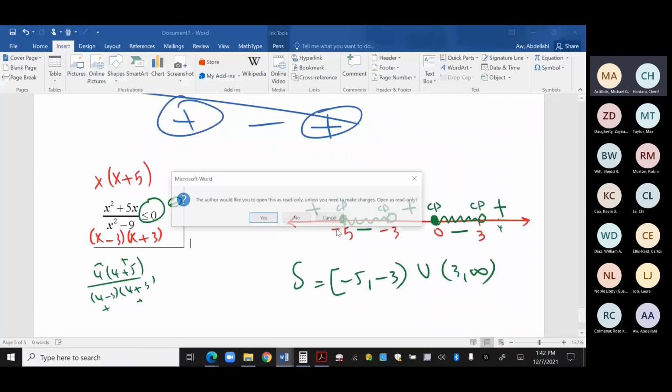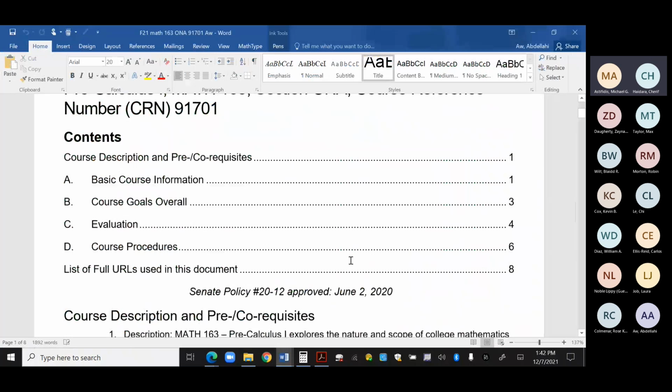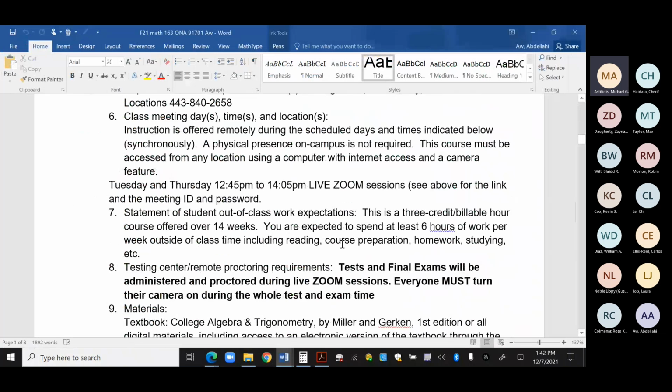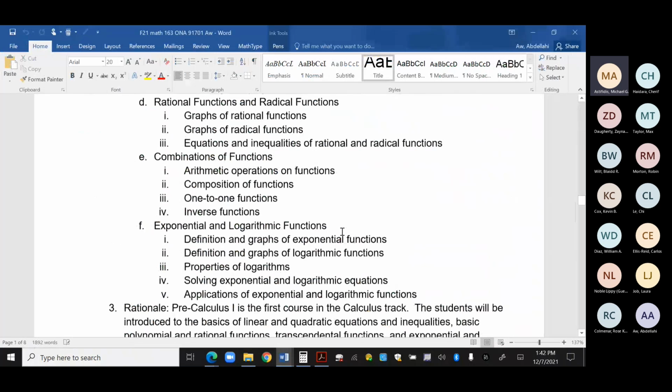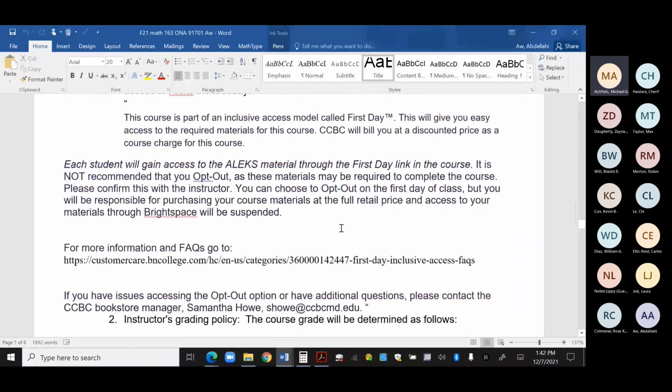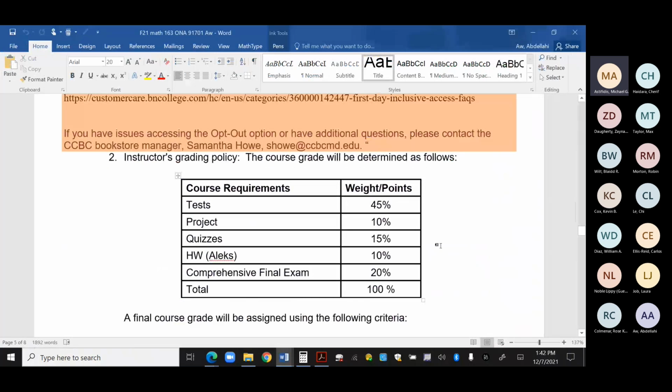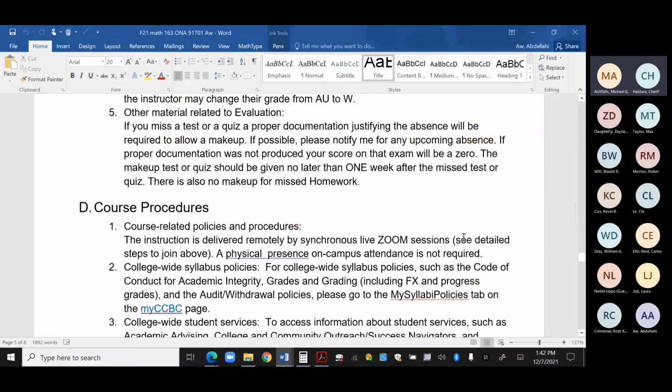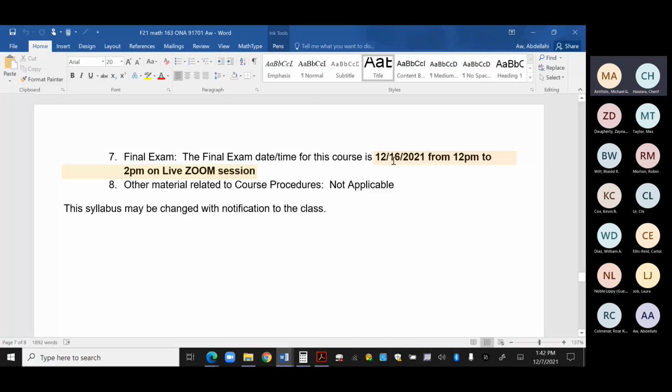Yeah, I went on the syllabus. I just saw test 1, test 2, test 3, and quiz 1, quiz 2. No, it's all the way down. It's all the way down right here. Comprehensive. Right here. Everybody sees right here? The final exam is December the 16th from 12 to 2.